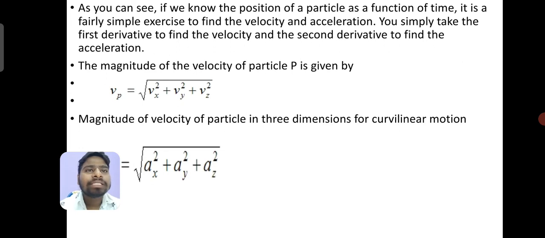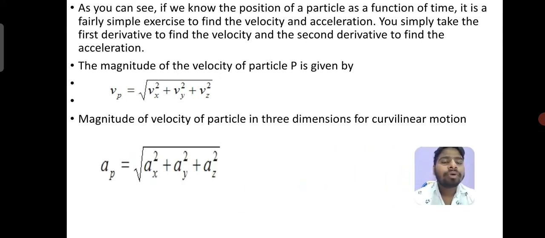As you can see, if we know the position of a particle as a function of time, it is a fairly simple exercise to find the velocity and acceleration. You simply take the first derivative to find the velocity and the second derivative to find the acceleration. Now see the magnitude of the velocity of particle p is given by Vp equal to under root of v square x plus v square y plus v square z. This is the magnitude of velocity of a particle in 3 dimensions for curvilinear motion.